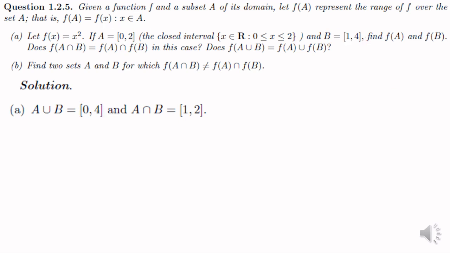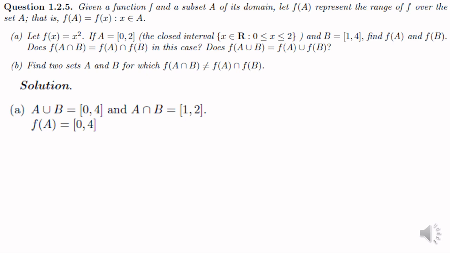Now f of A, so you can see that f of x is x square. So f of A is the closed interval 0 2, so it is a continuous interval, so you have all the points in between 0 and 2. So f of A will be the square of all the points in the closed interval 0 2, which will give you 0 4. The square of 0 is 0 and the square of 2 is 4, so you'll get the closed interval 0 4.